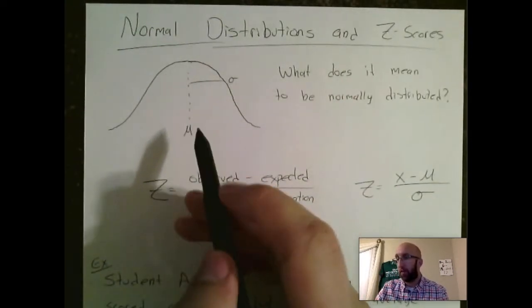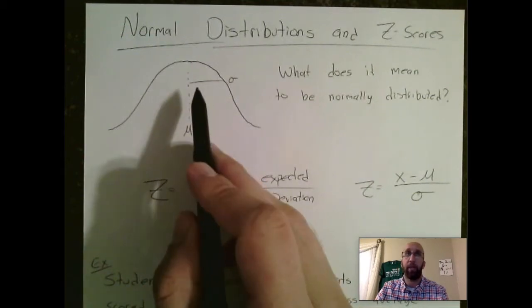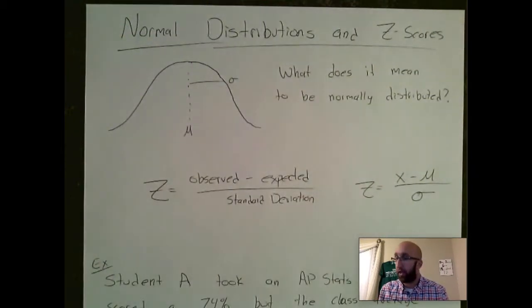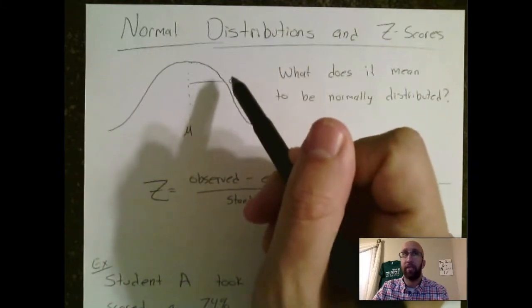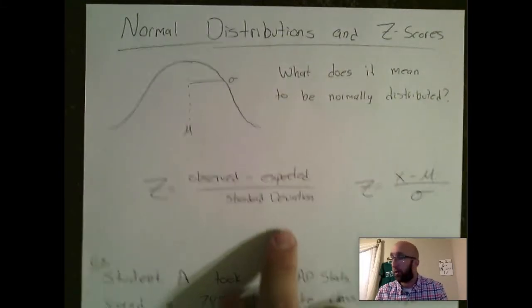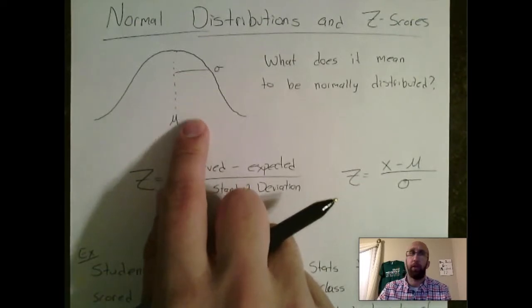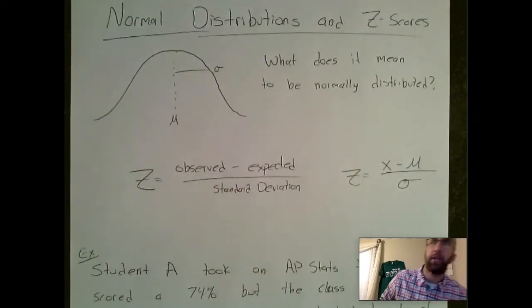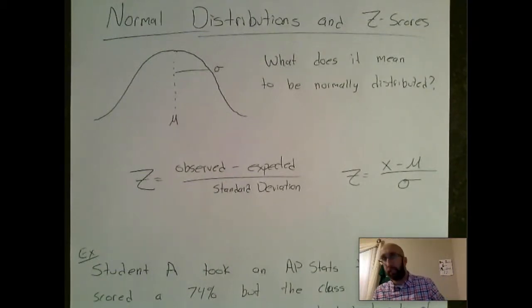The center of this bell curve is going to be your population mean, and you're going to have one standard deviation out. Using this mean and this standard deviation is going to be extremely helpful in the future. Once things are normally distributed, that allows you to do a standardized z-score, or you might just hear me commonly call them z-scores.